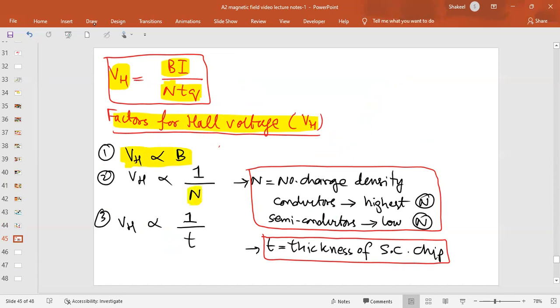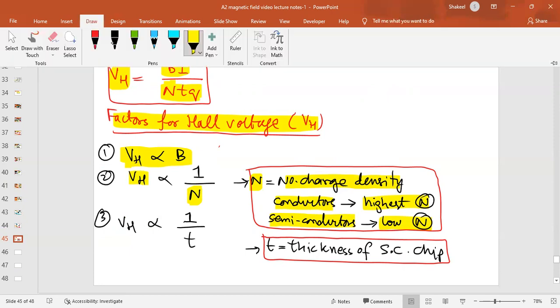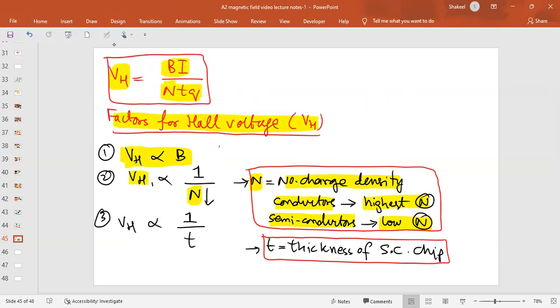The next one is n, where n is the number charge density. For conductors, n is very high because conductors have a lot of free charges. So n would be high. For semiconductors, n would be low, right? Because in semiconductors, there are fewer charges. But as the expression shows, Hall voltage is inversely proportional to n. So it means that if you use a semiconductor, its low value of n will make sure that there would be greater Hall voltage. So that's why we prefer to use semiconductors over conductors.